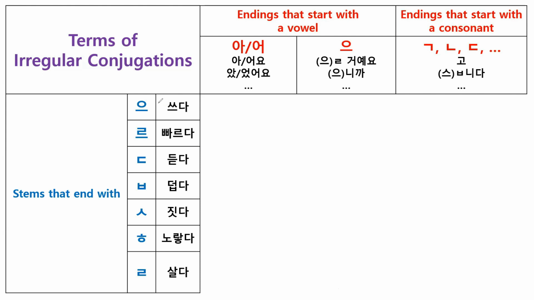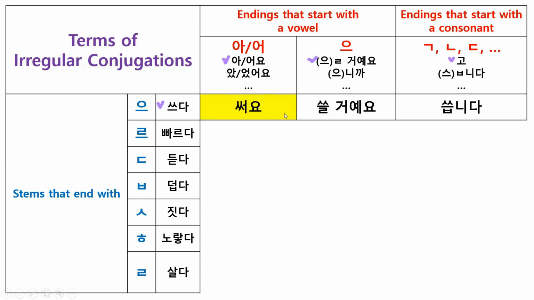First, let's see the verb 쓰다. For simple explanation, I will show you the conjugated forms with the ending 아요 or 어요 and 을 거예요 and 고. The conjugated form of 쓰다 is 써요, 쓸 거예요, 쓰고. The verb 쓰다 was conjugated irregularly with the ending that's starting with the vowel 아 or 어, but with the other endings, 쓰다 was conjugated regularly.